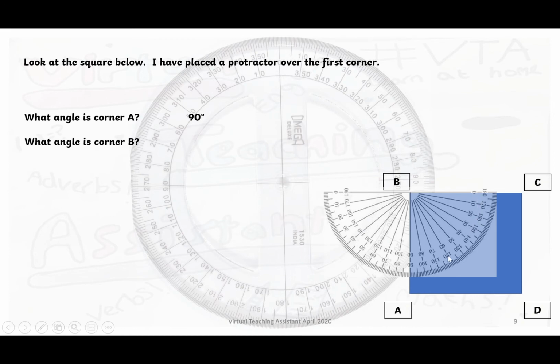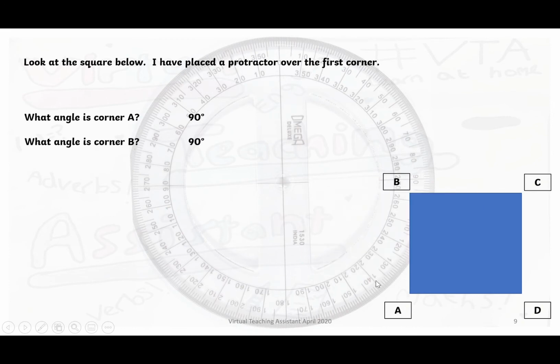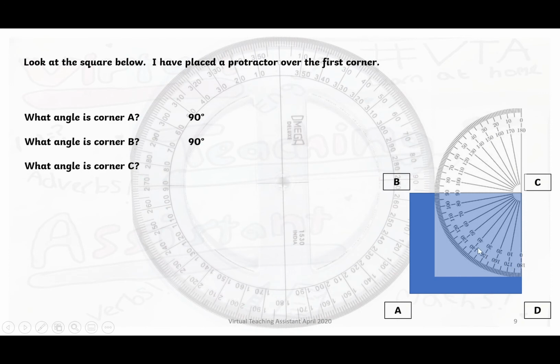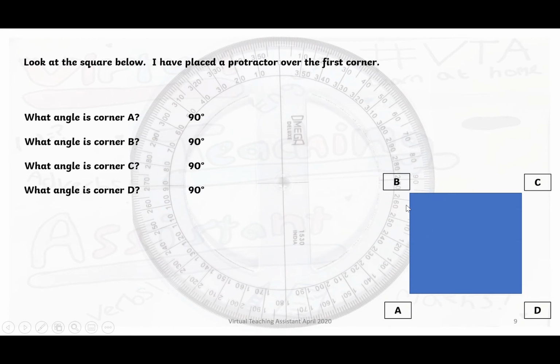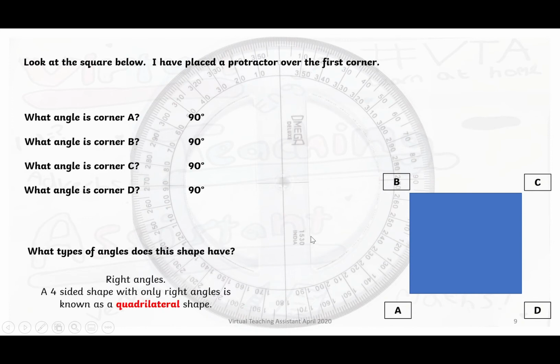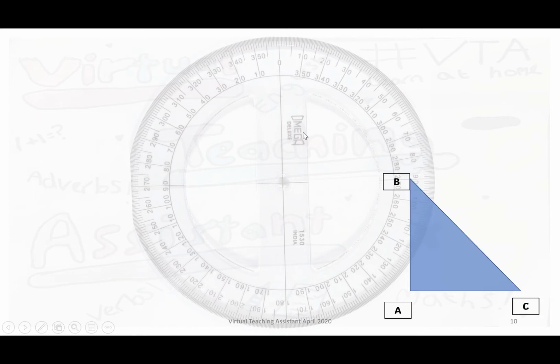Again, 90 degrees. C, 90 degrees, and D, 90 degrees. Now, do you see what I said about the right angles being distinctive? Yeah, these are all right angles. This is what I mean. A four-sided shape with only right angles in it is known as a quadrilateral shape. Now have a look at my right angle triangle.